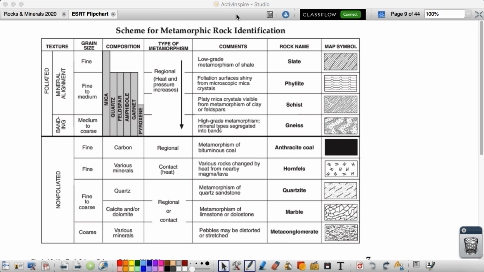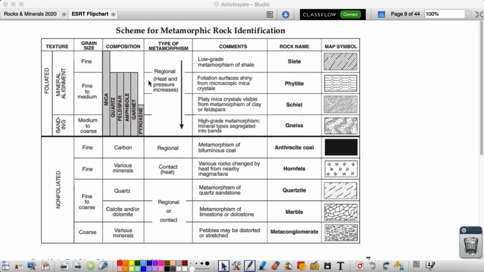Hi again, everyone. Okay, we've learned igneous and sedimentary rocks. Now it's time for us to learn metamorphic rocks. And we're going to begin by taking a look at the ESRT's scheme for metamorphic rock identification. That's page 7 of the Earth Science Reference Table. Just want to give you a brief overview.